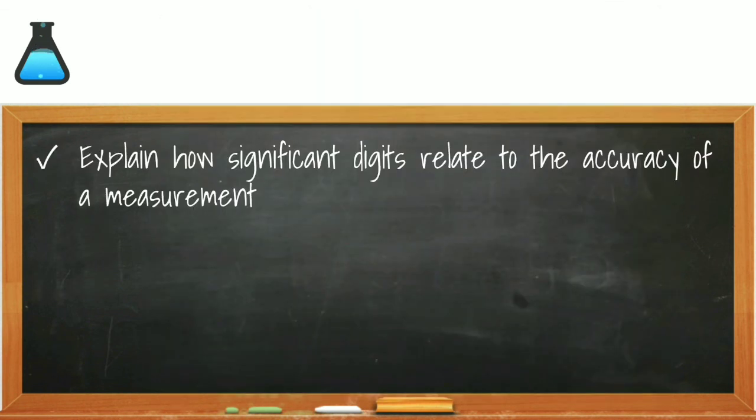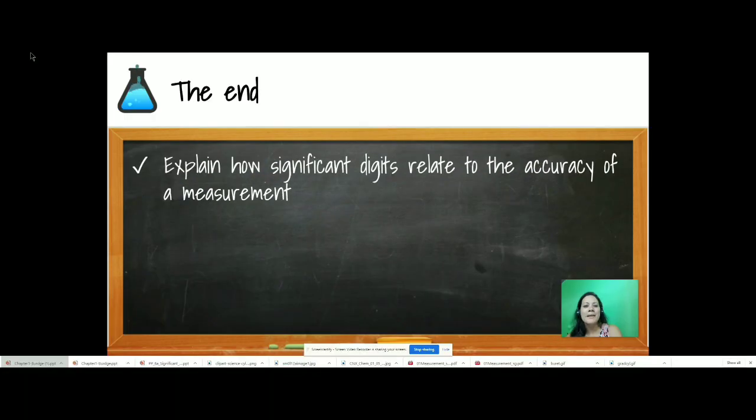By now, you should be able to explain how significant digits relate to the accuracy of a measurement, or how different instruments with different numbers of divisions should always give slightly different measurements. This concludes the tutorial part of the lesson. Now you're ready to answer all the questions and do some measurements on your own.